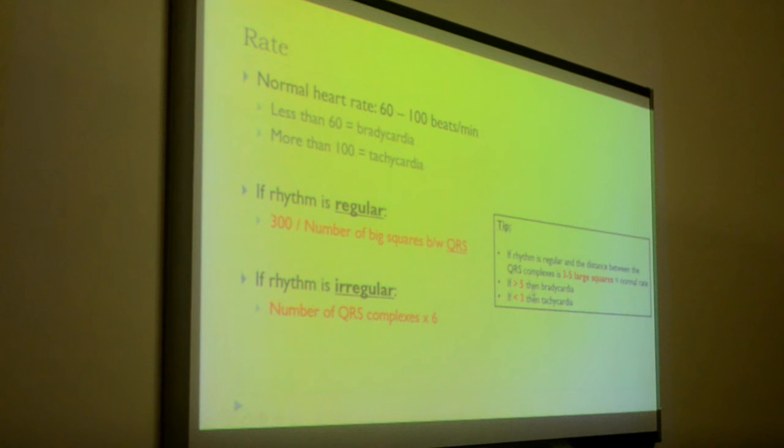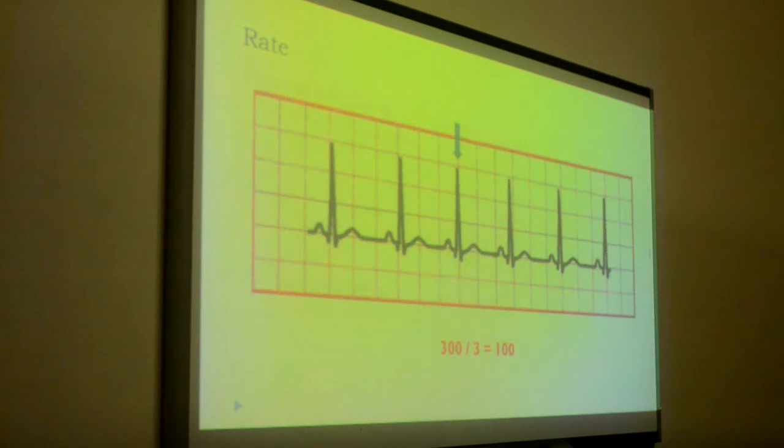If you have more than 5 large squares between the QRS complexes, this is bradycardia. If you have less than 3, meaning a lot of QRS complexes, this is tachycardia. Clear? 300 divided by the number of large squares between the QRS complexes. Don't use the P waves, and we'll know later why. You want to use the QRS complexes.